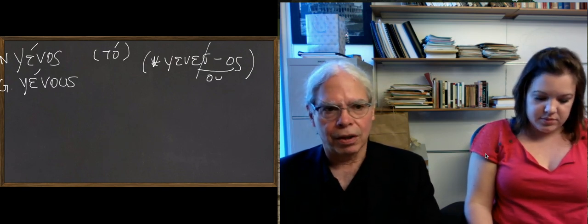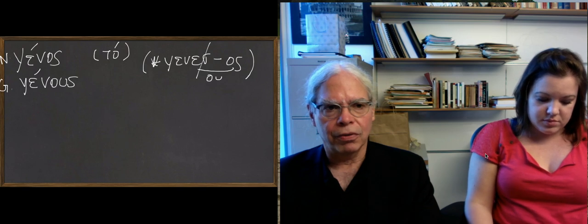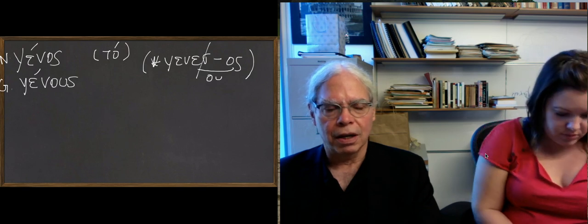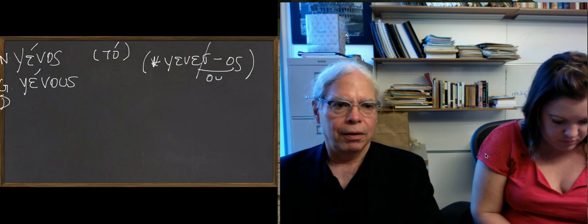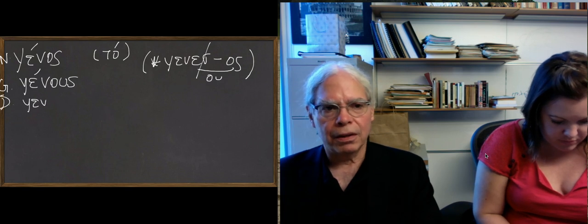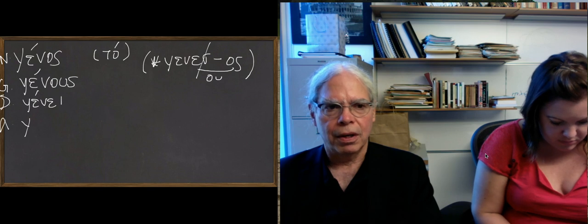The dative form in the singular is genei, G-E-N-E-I. And the accusative, of course, since it's neuter, is the same as the nominative, genos.